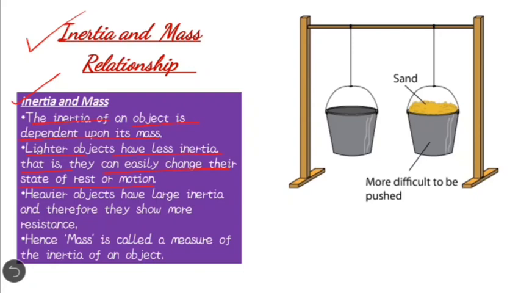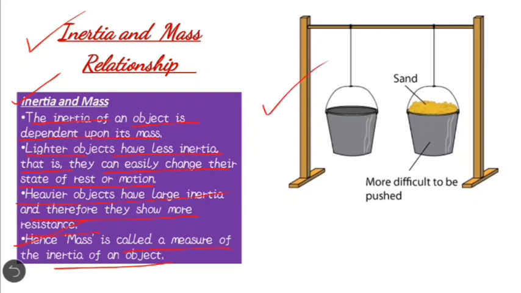Heavier objects have large inertia and therefore they show more resistance, or more opposition to motion. A heavier object has more mass, so it has large inertia. And mass is called a measure of inertia of an object. So we can say that mass is a measure of inertia of an object.